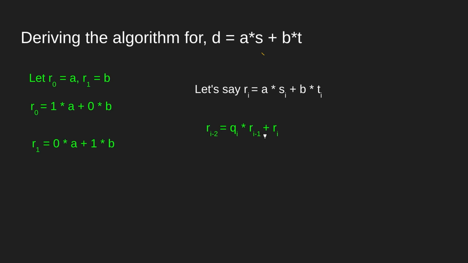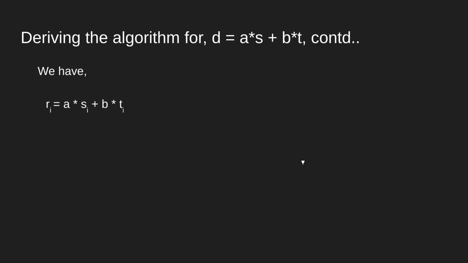If you have any confusion, just take a paper and pencil, try some examples and name these numbers R0, R1, R2, and you will understand this. With this we can proceed. I'm just going to rearrange this: Ri is equal to Ri minus 2 minus Qi times Ri minus 1.